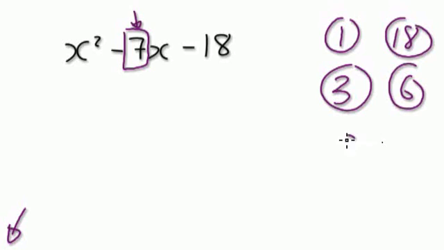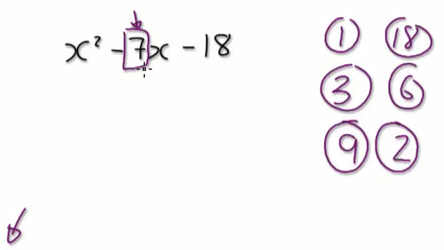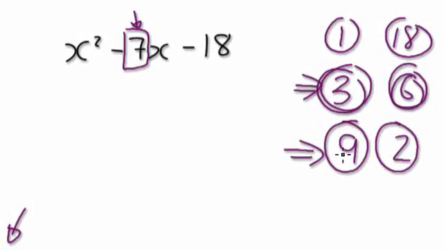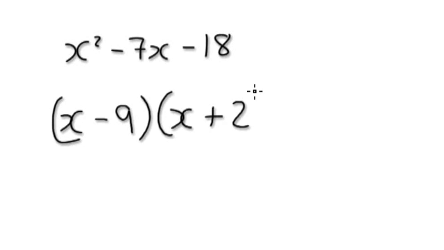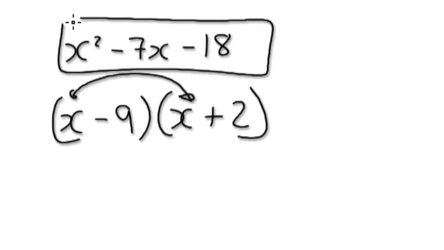Well, hang on. 9 times 2 gives me 18. So now create a negative 7 from 9 and a 2. You see, I know I can't create a 7 from a 3 and a 6. So I have to use this one here. If I make this minus 9, then I will be able to create it. So this one here would be x minus 9, and the other one was positive 2, so x add 2. If you don't believe me, multiply this out, and it should give you this. Okay. So next one, this one here. So press pause and have a go.